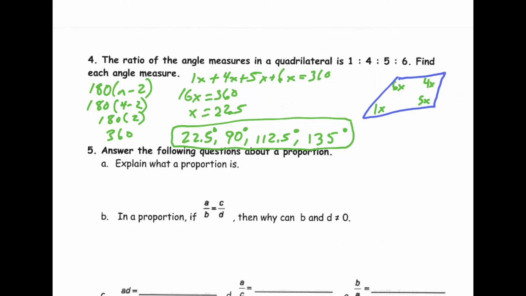So once again, those two questions, question 3 and question 4, are definitely ones you're going to see throughout the next couple of years. So make sure that you kind of understand those and feel good about those.